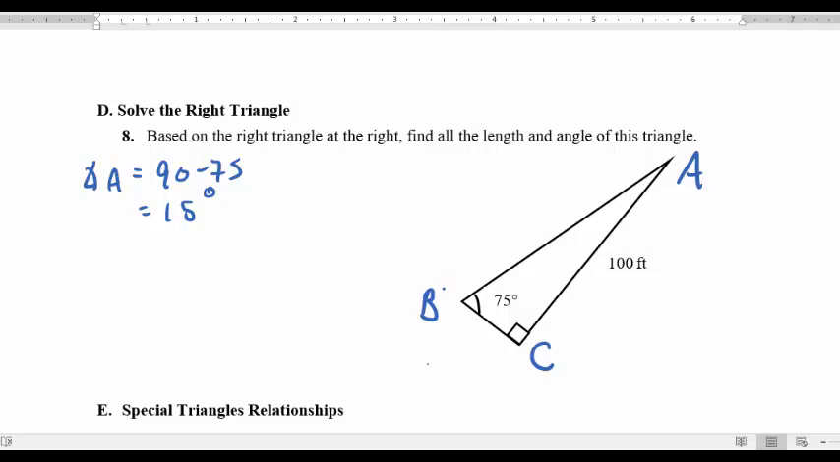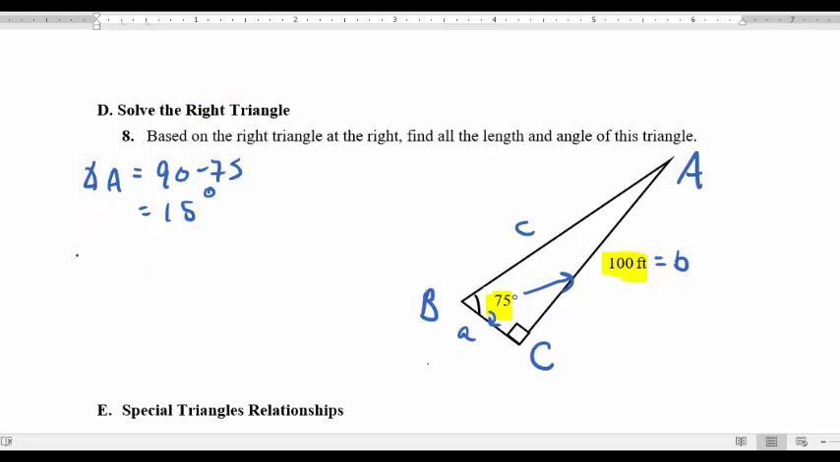Now, finding the missing sides, right? So this is B, this is A, and this is C. So when we're trying to find, let's say, side A, for example, using the given information, the 75 degrees and side B, which is opposite that, we got to think about what we're looking for and what we have. So we have an angle, we have the side that's opposite that angle, and we want to find the side that's adjacent to that angle. So we're dealing with opposite and adjacent. Since we're dealing with opposite and adjacent, we're going to use the tangent ratio, right? Because tangent was the opposite over the adjacent.